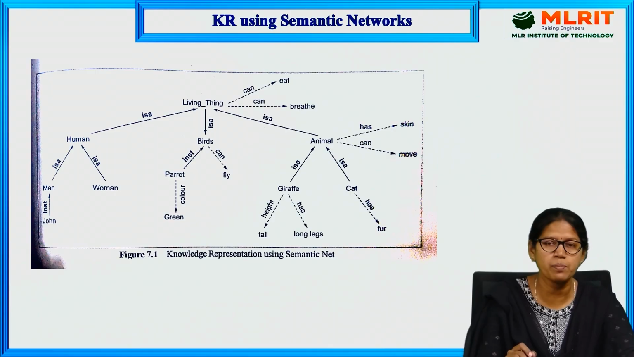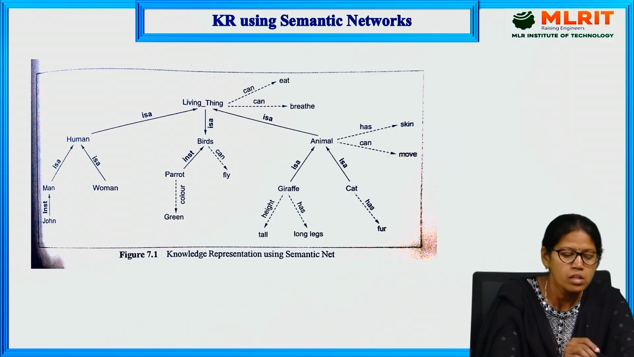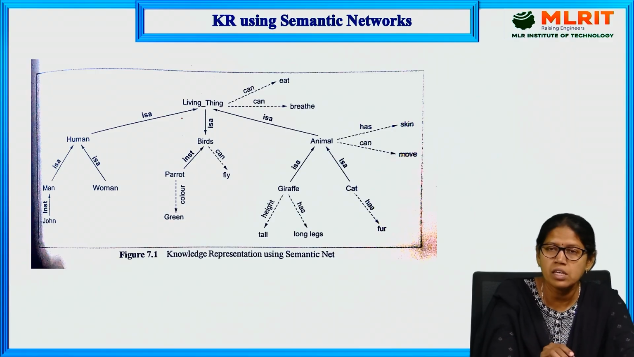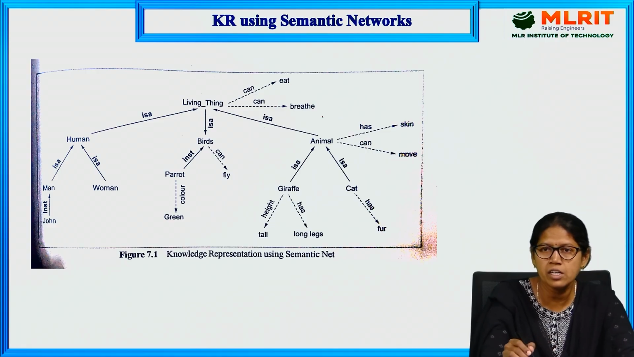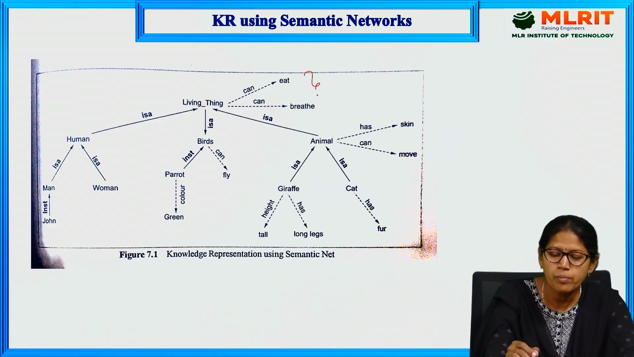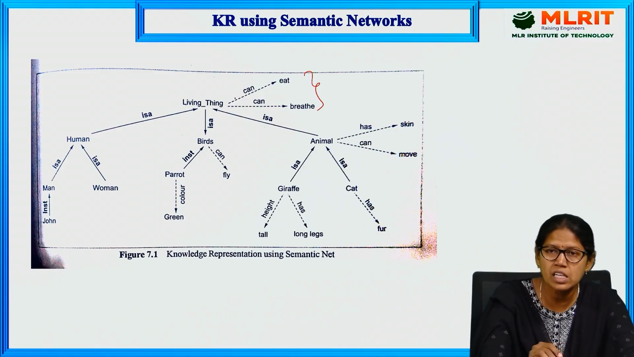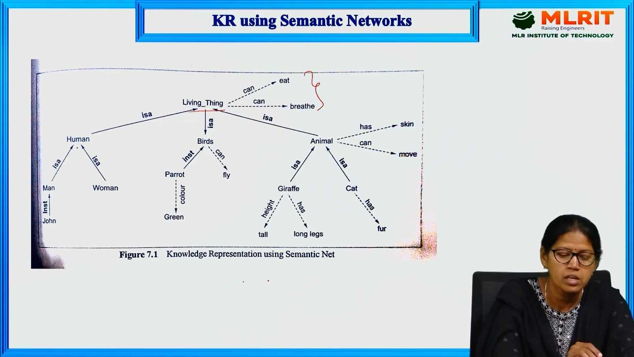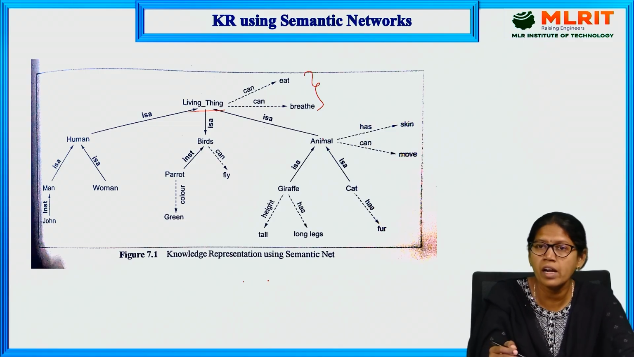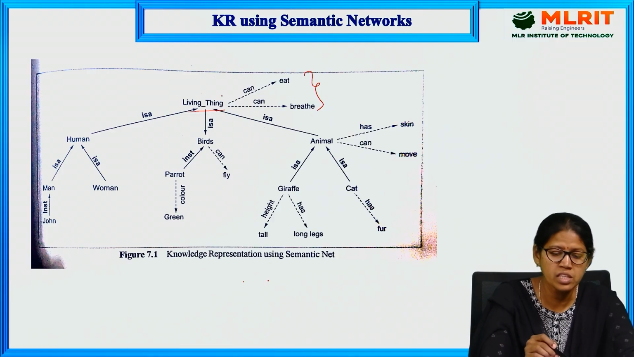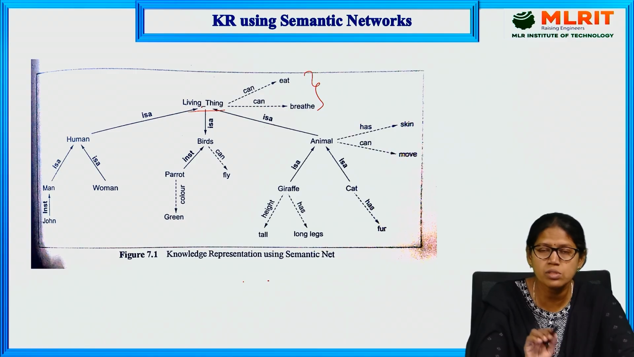Let's see the graphical representation. Human, birds and animals are living things that can eat and breathe. These are the attributes or properties of this living thing. This living thing is the super concept or superclass, we can say. All living things can eat and breathe, whether human or bird or animal. Any living thing can eat and breathe. That's why we have given those properties to this living thing.